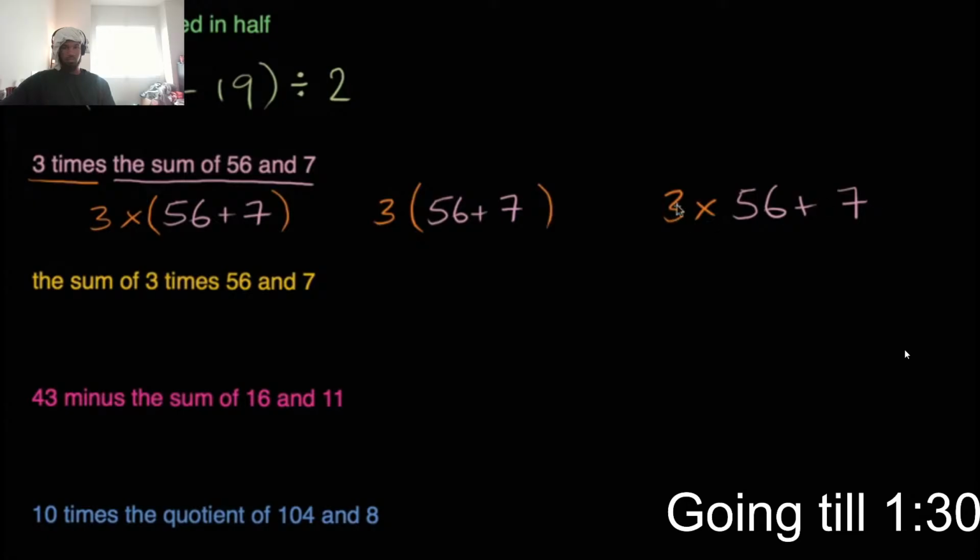In fact, the standard way to interpret this is that you would do the multiplication first. You would do 3 times 56 and then add 7, which is going to give you a different value, and you can try it out, than if you were to add the 56 and the 7 first. So to make sure that you do the 56 and the 7 first, you want to put parentheses around it. So let's keep going.